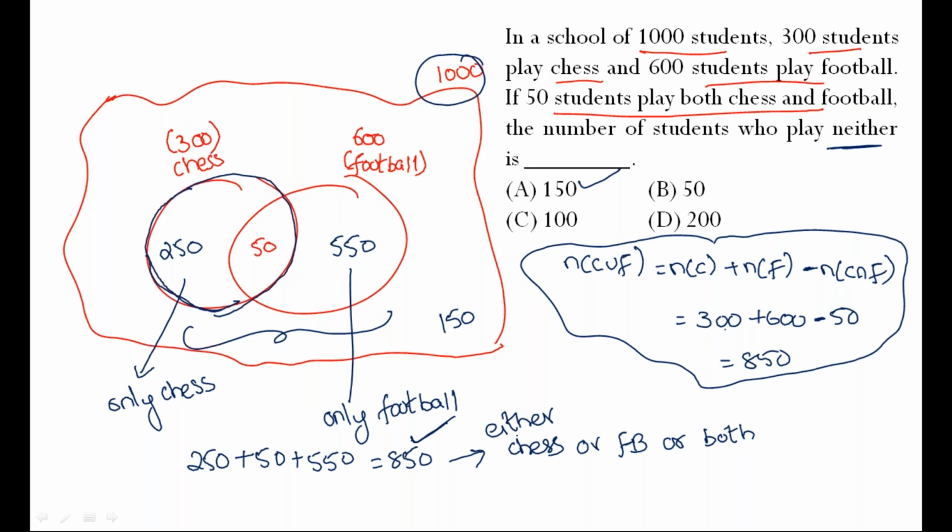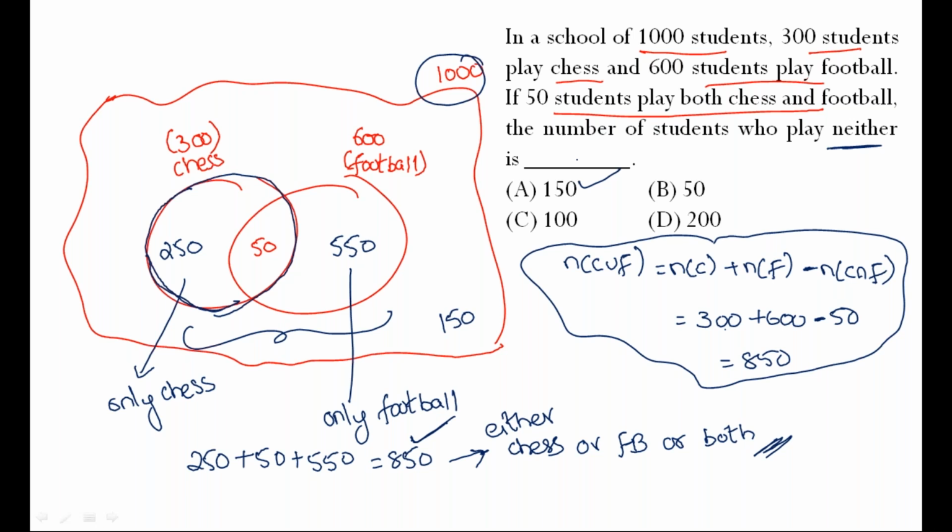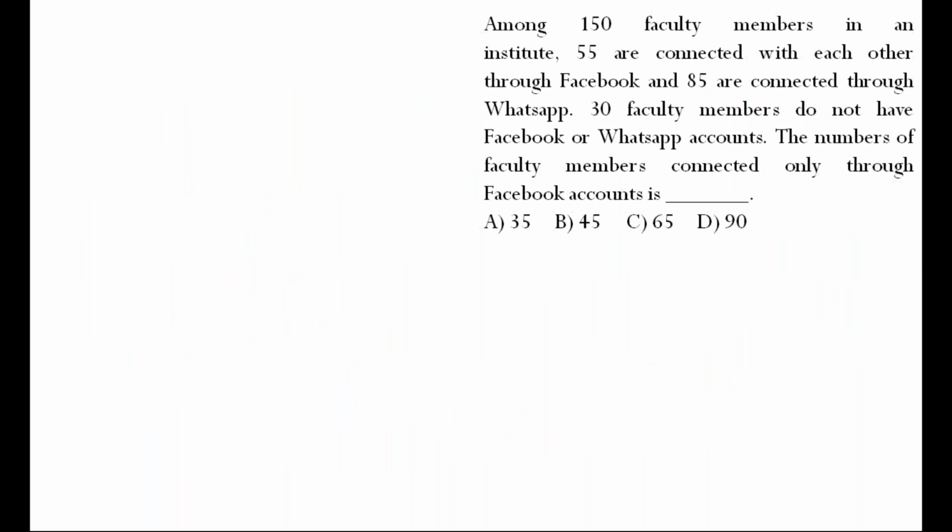Hope you're clear with this point, friends. So, 850 is the number of students who are playing either chess or football, and 150 is neither chess nor football. Very good, guys. Let's go ahead with the next question if you are clear with this point. Now, see the second question.